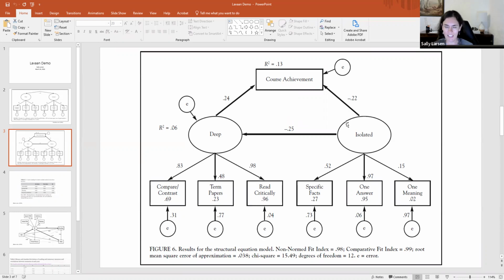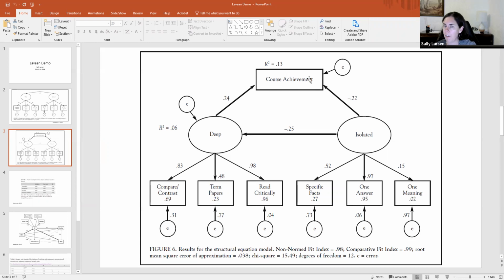Nonetheless, let's run this example and see whether we get the same. These are basically the same as standardized regression coefficients. So do we get a regression coefficient of 0.24, deep learning predicting course achievement? And do we get minus 0.22 for isolated learning predicting course achievement?